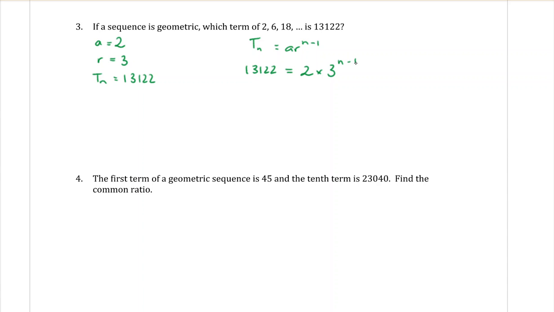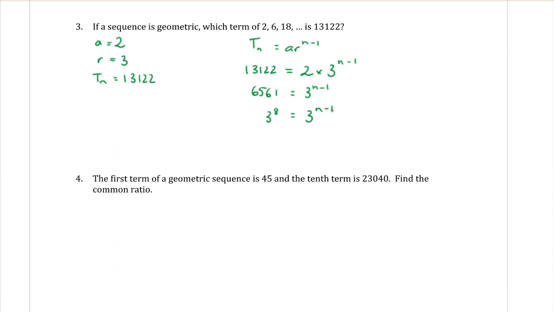I want to move whatever I can away, so I can move the 2 away. Divide the 2 across to the other side, and that gives you 6,561 equals 3 to the power of n minus 1. Now you do have choices here. You could change it into a log, or you can actually write that number as a base of 3. I don't mind. Either option's fine. It is 3 to the power of 8. I'll do another one with a log, so I'll do this one this way.